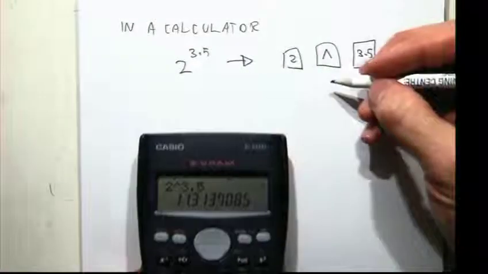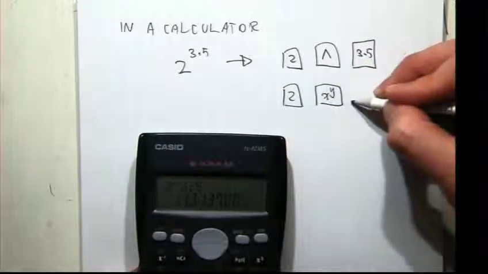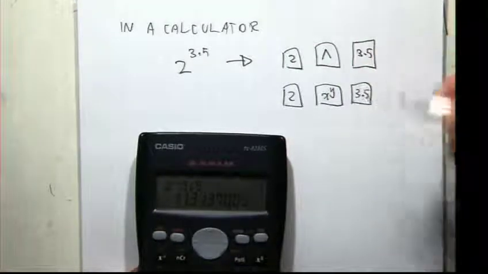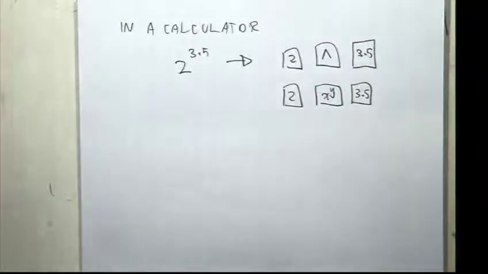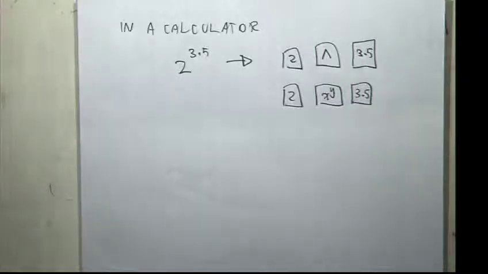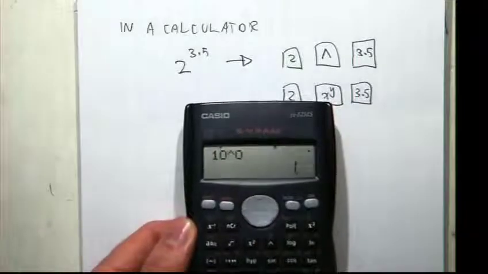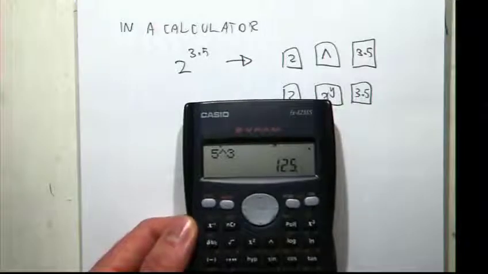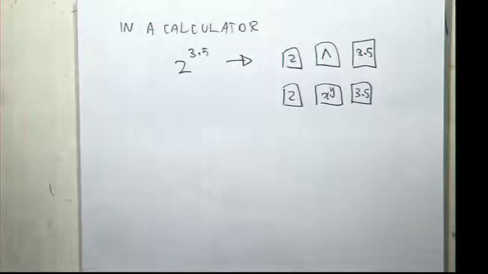But on some calculators, this button is called x to the y, so just be aware of that. And that's how you do a power in a calculator. Okay, so I can just check some of the other ones that I've done before. 10 to the power of 0, yep, my calculator knows that ought to be 1. And 5 to the power of 3, my calculator knows that ought to be 125. So my maths and the calculator are matching, so I'm assuming they're both right.